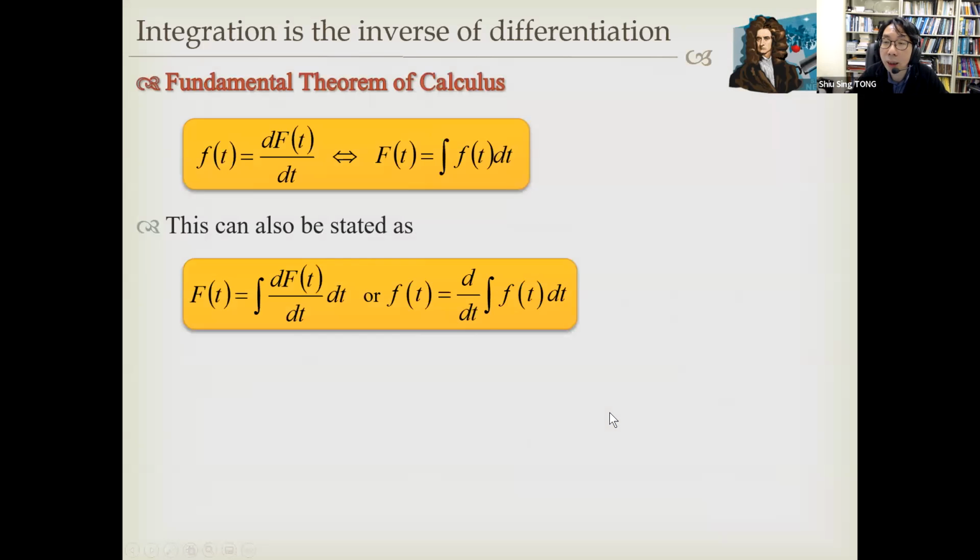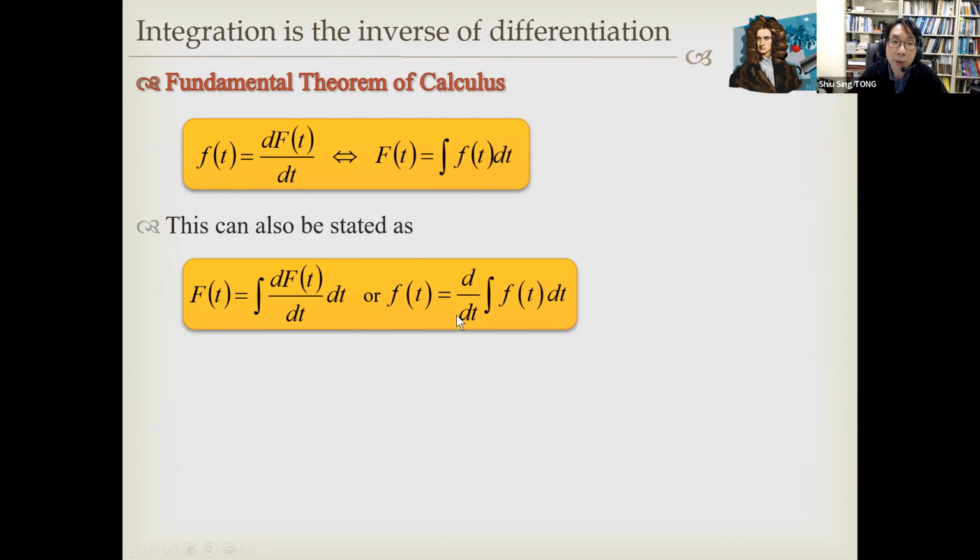And in integration, there's a very important theorem we call the fundamental theorem of calculus. Now, the fundamental theorem of calculus is nothing but it states that integration and differentiation are reverse operations of each other. So if you differentiate a function A, you get function B, then if you integrate function B, you go back to function A. And the fundamental theorem of calculus is a more precise way of making this statement.